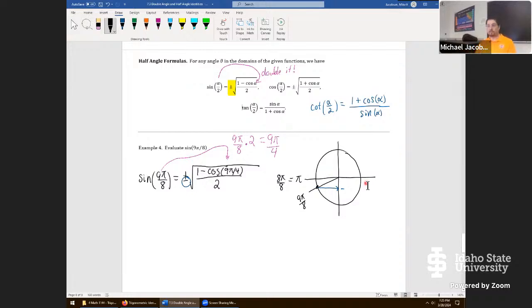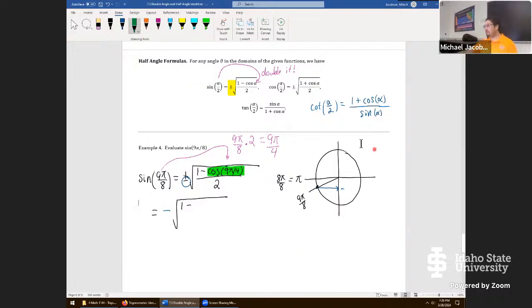So there's a lot of stuff that goes on with this. First thing we did is we wrote down the formula. We doubled the angle. Then we did an analysis over here to find the right sign. And now the problem is about ready to get going. This is all equal to negative square root 1 minus, and I was about to put in cosine 9 pi over 4, but really what we should do is just calculate that right now.